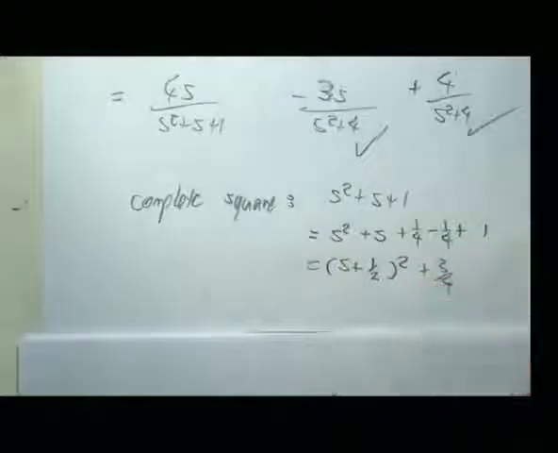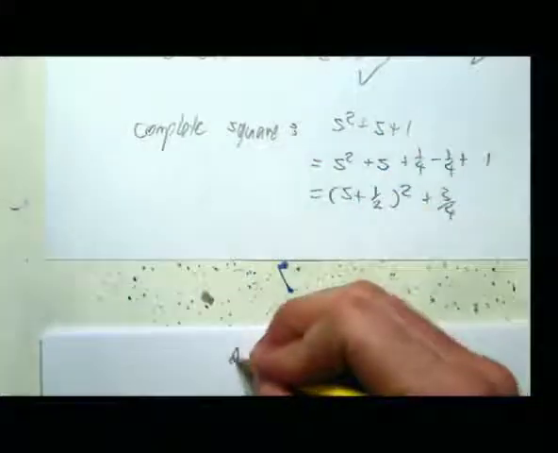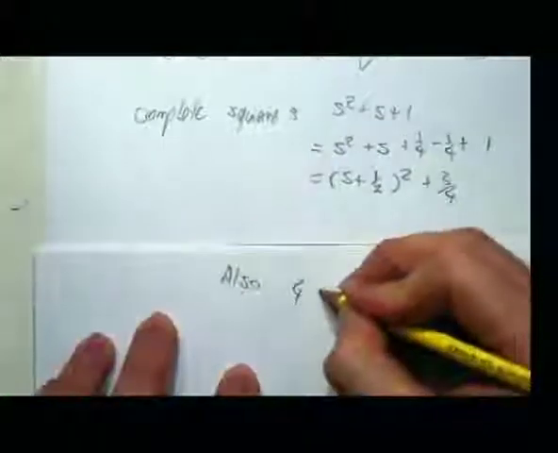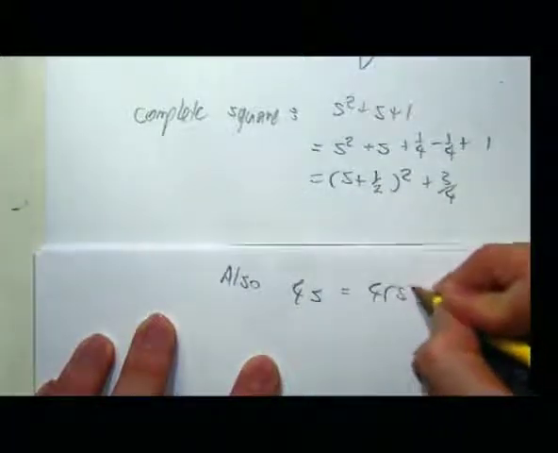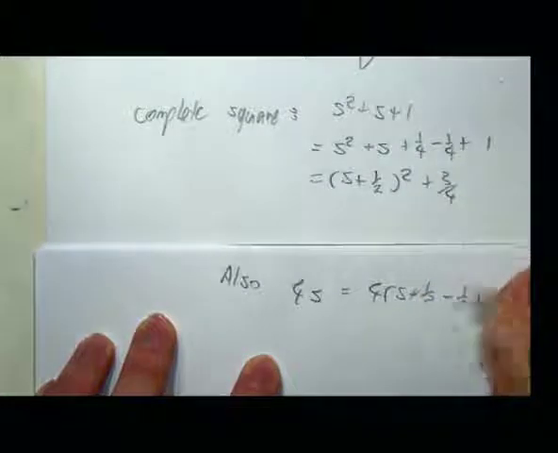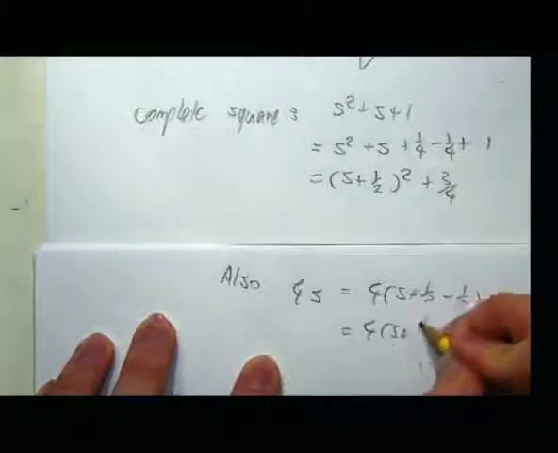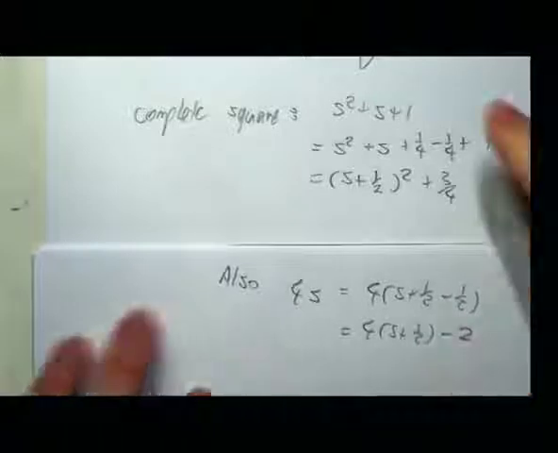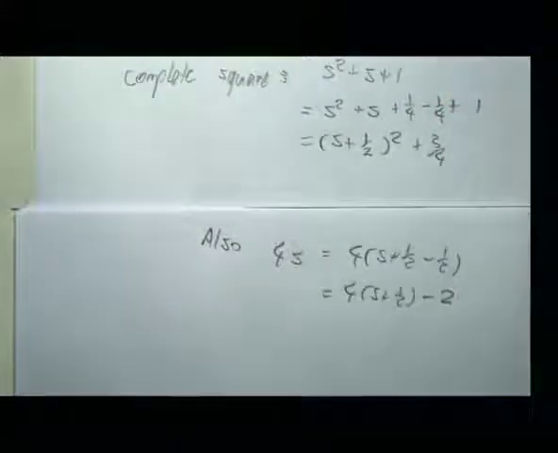Now my 4s is not going to be nearly as nice as I would like. Now that we've got it as s plus a half, I really need my 4s to be s plus a half as well. So I should complete that one as well. So also, 4s is 4s plus a half minus a half, which is 4s plus a half minus 2. So that trick of adding and subtracting the same something is a great trick. You don't have to think.